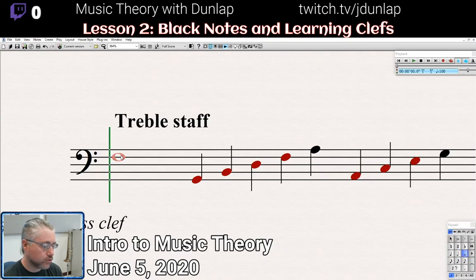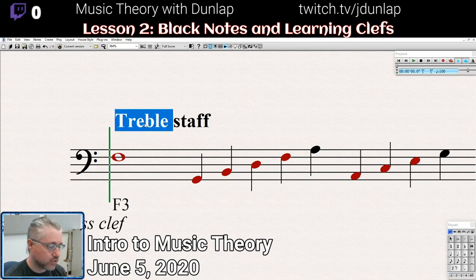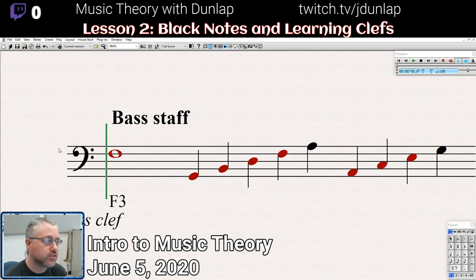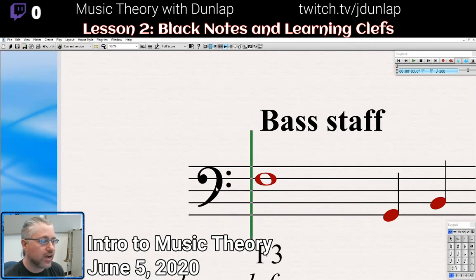So let's pull up Sibelius. Right here, this note is F3, and this is the bass staff with the bass clef. You see right here that the clef symbol wraps around the 4th line, 1, 2, 3, 4, and then you put dots on either side of it, and that note is F3.